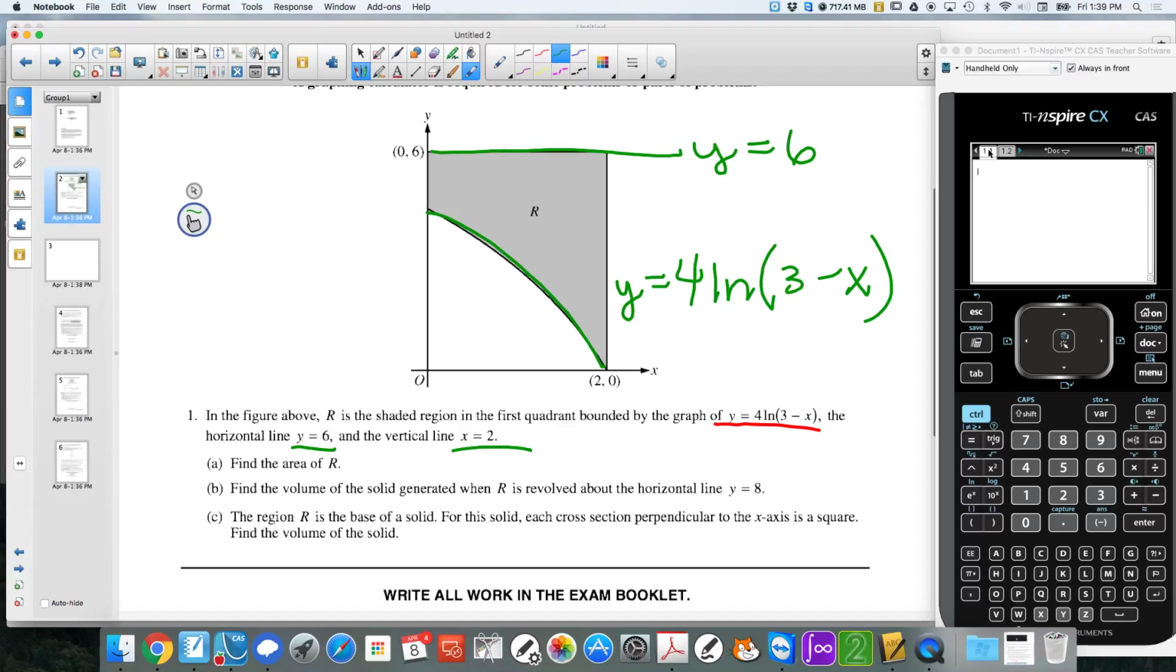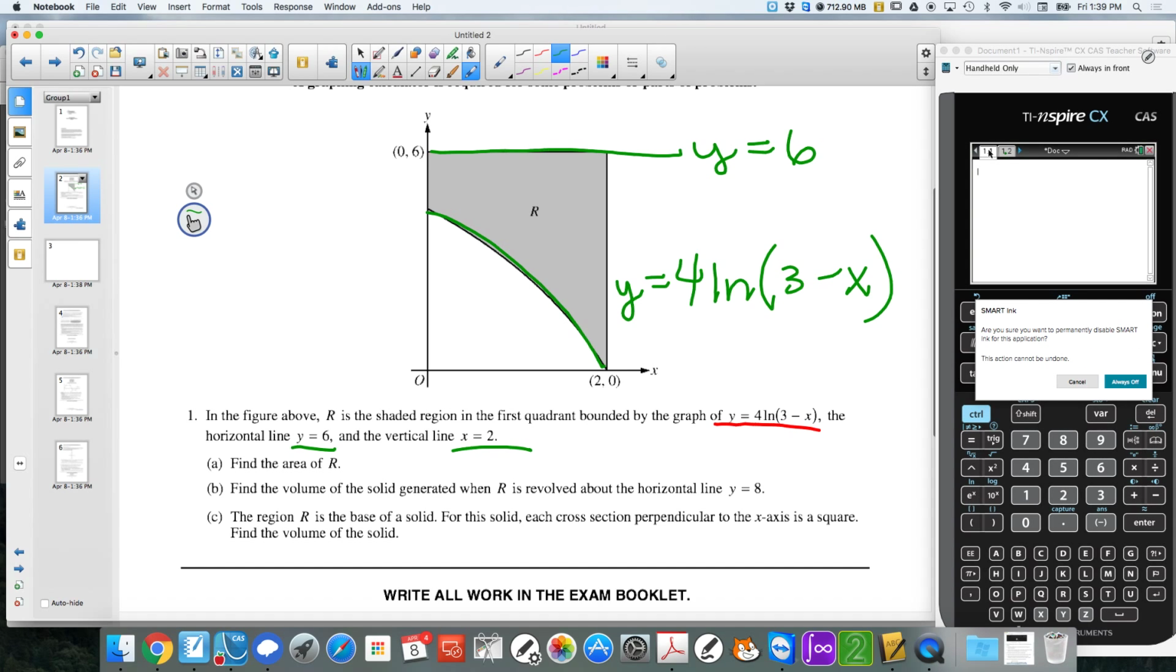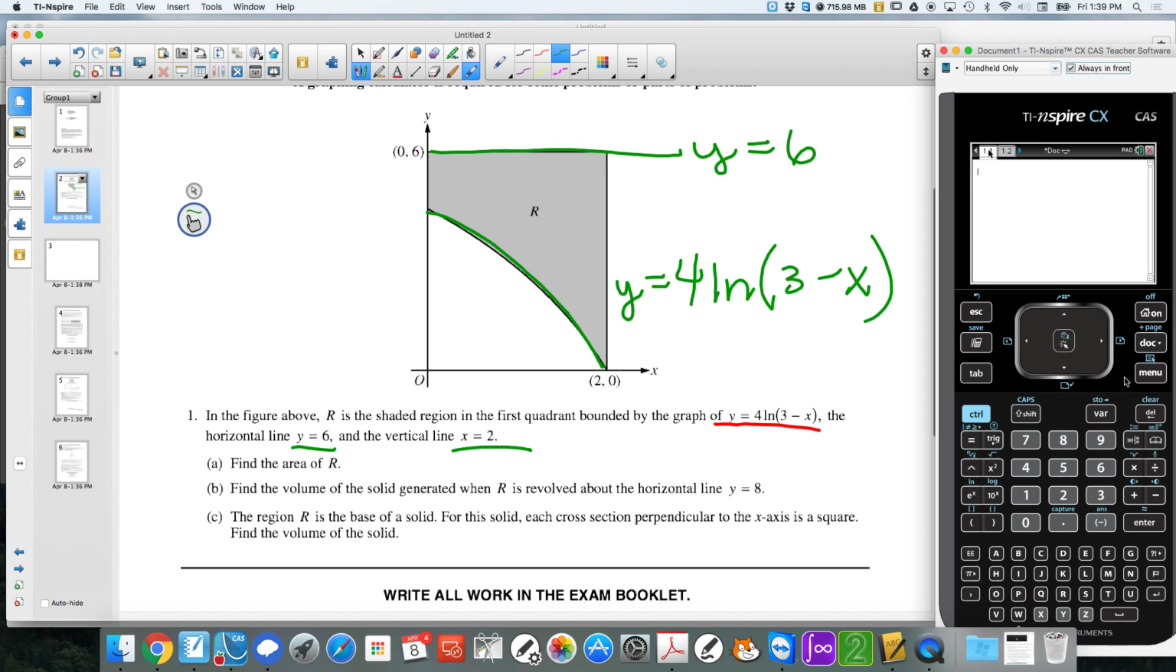I'm going to turn off my SmartInk, just in this application. Oh, I guess I just permanently disabled it. But hey, what are you going to do?